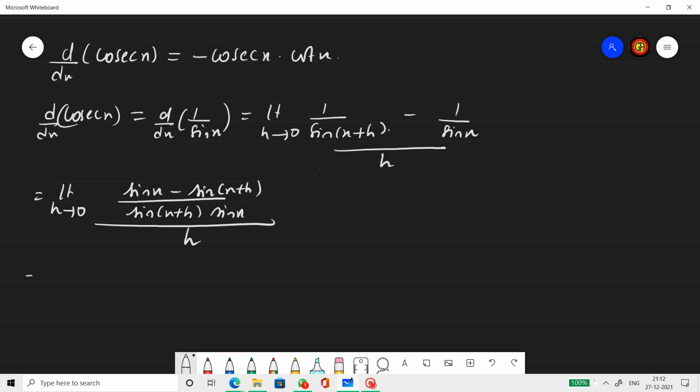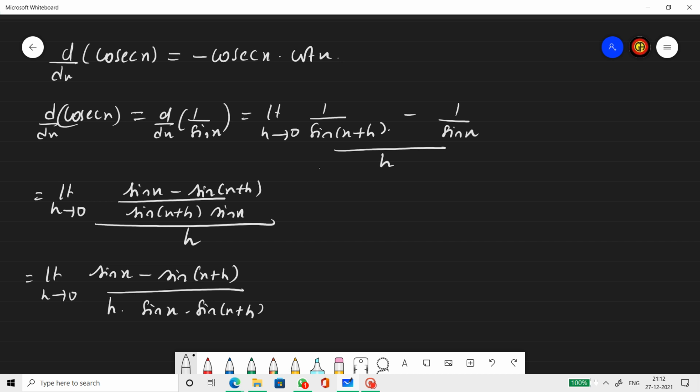Now it becomes limit h tending to 0 of (sin x minus sin(x plus h)) divided by h into sin x into sin(x plus h). Simply because there are two denominators, when you bring it up it is 1 by h. So you bring this down, or you consider it as taking this up. Either way it's okay.